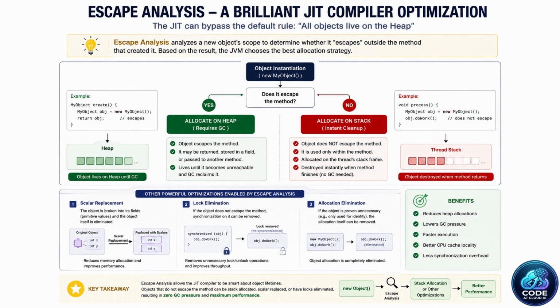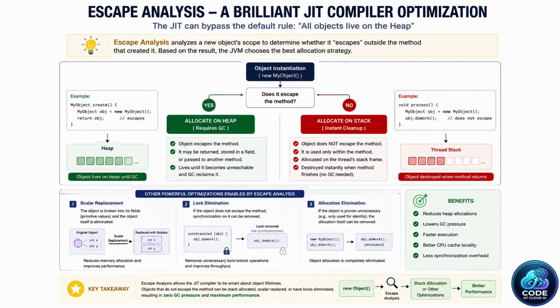Here is a brilliant JIT compiler optimization. Escape analysis. While we are taught that all objects live on the heap, the JIT compiler can actually bypass this rule. It analyzes a new object's scope to see if it escapes outside the method that created it.